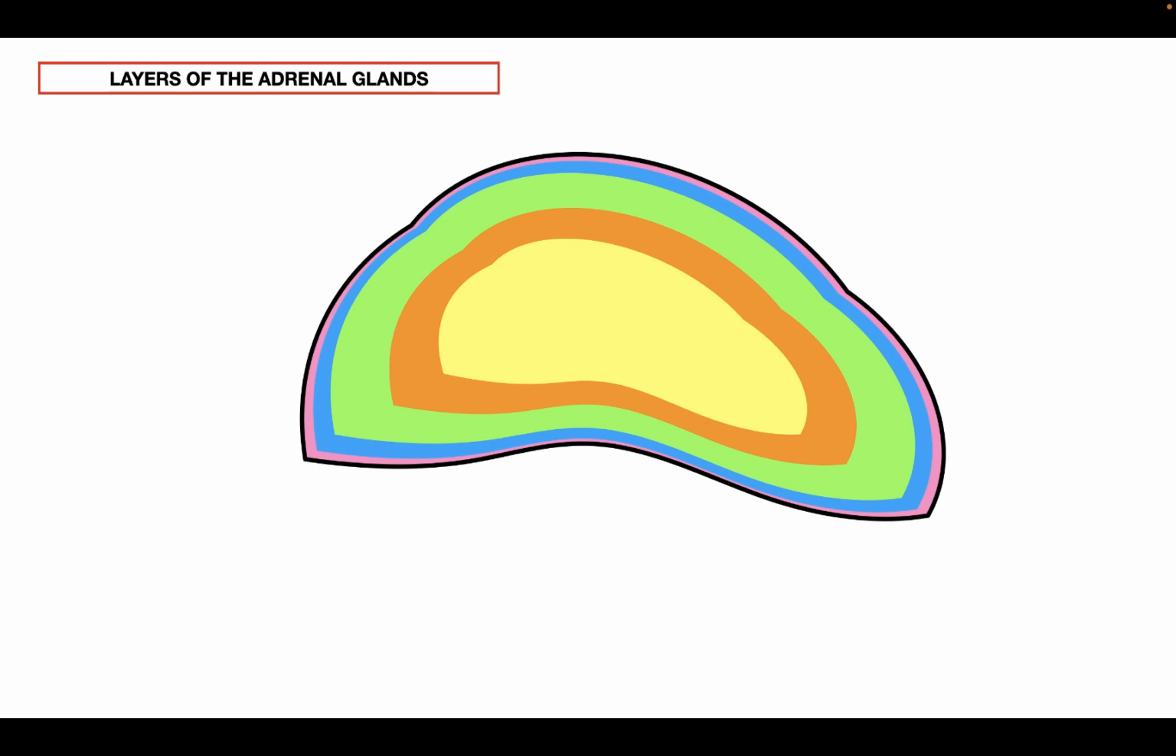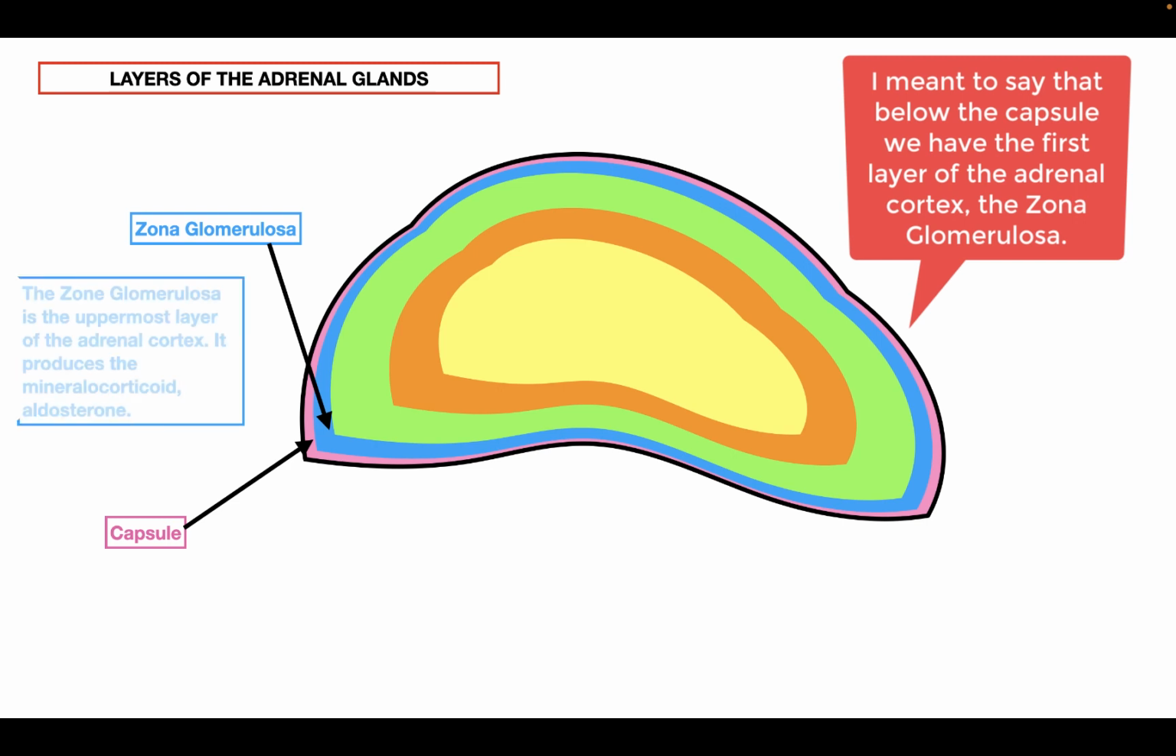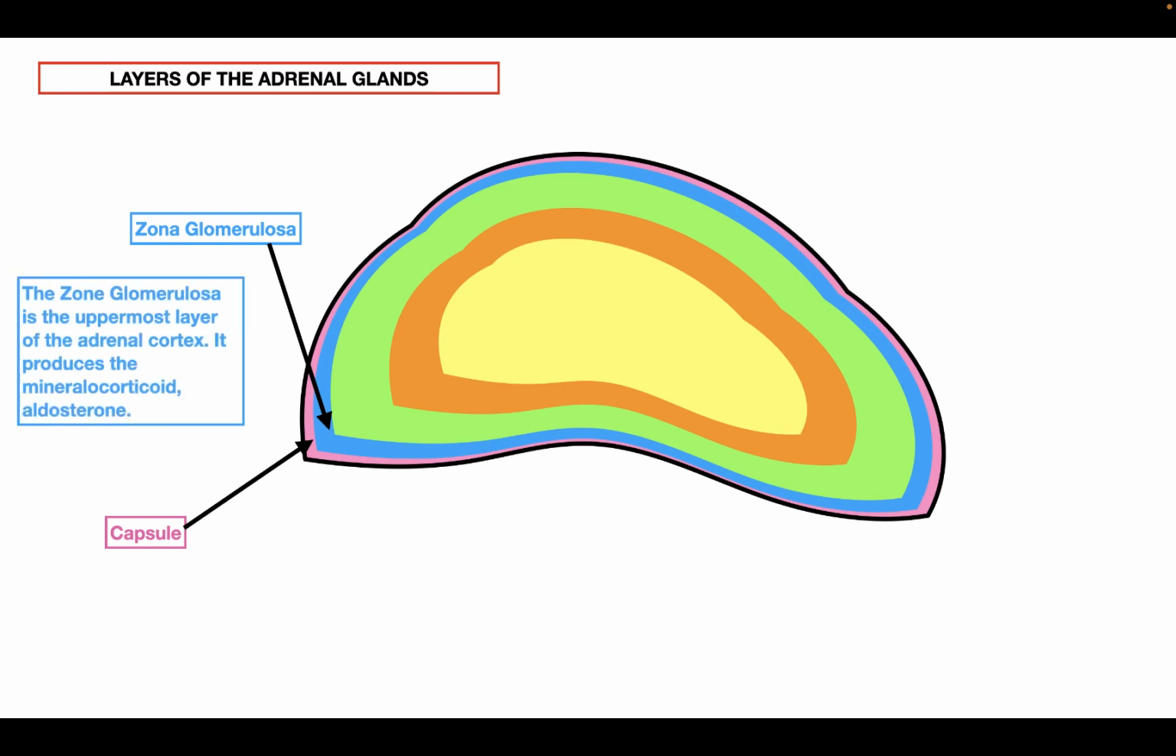So what are the different layers of the adrenal glands? The adrenal glands are going to have many different layers. And the first layer is going to be the capsule. The capsule is connective tissue that surrounds the entire exterior of the adrenal gland. And below the capsule, we have our first layer. The first layer is going to be the zona glomerulosa. The zona glomerulosa is the uppermost layer of the adrenal cortex. And it's going to be responsible for producing aldosterone, which is a mineral corticoid.